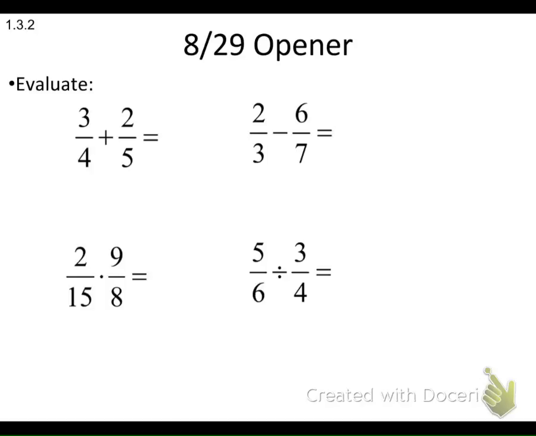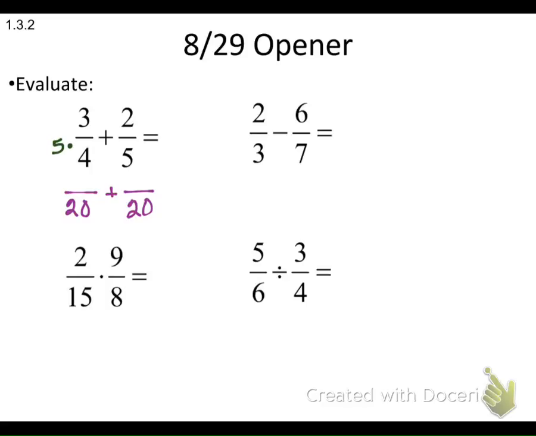So what's the least common multiple of 4 and 5? If you had to skip count by 4s, and then skip count by 5s, what's the first number they share? 20. Good. Very good, Darius. So I'm going to rewrite my new denominator down at the bottom. Then I have to think, 4 times what got me to 20? 5. Yeah, so 4 times 5 got me to 20.